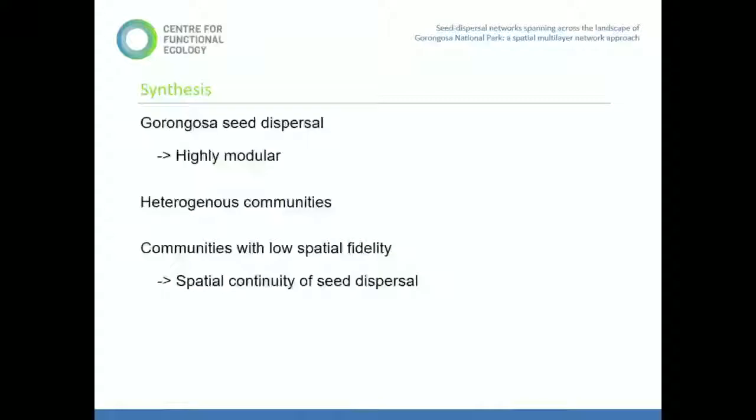So to finish, the seed dispersal network of Gorongosa is highly modular. There are quite diverse communities with different animals present, and most of the communities have a low spatial fidelity, so they will provide spatial continuity to seed dispersal across the landscape.